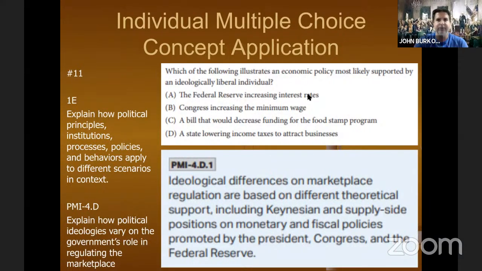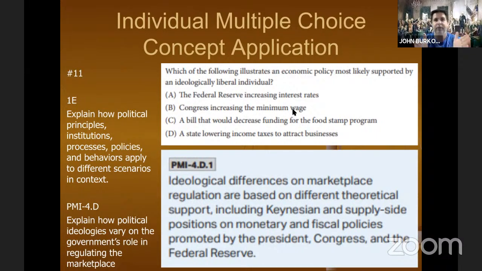The Federal Reserve increasing interest rates. This all depends. Again, you go back to the river and it's like, well, how far do we stretch it? It depends. What's the economic situation? I would imagine they want a more active Federal Reserve to engage, a little Keynesian. But again, we don't have the economic situation, so this, maybe. Congress increasing the minimum wage. Aha.